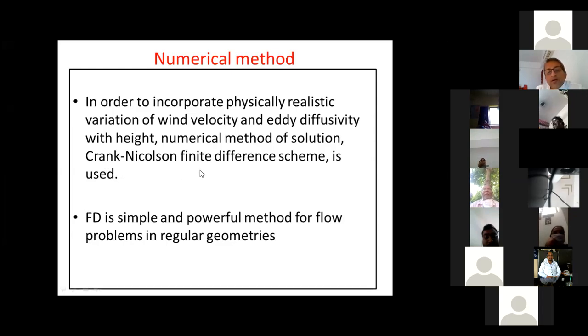And of course, when we are discretizing the partial differential equation into algebraic equations, there are three methods: finite volume, that is also called control volume, finite element, and finite difference. But finite difference is a better one because it is simple and powerful whenever you have a regular geometry. As you have seen in the physical model of my case, it is a regular geometry. Therefore, I have used the finite difference technique. And this is the implicit finite difference scheme I have used.